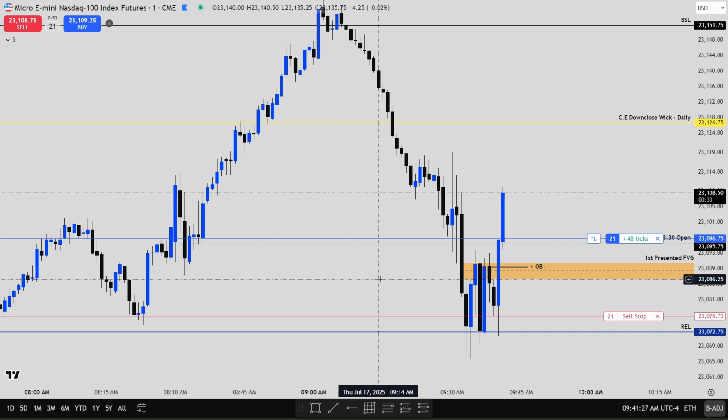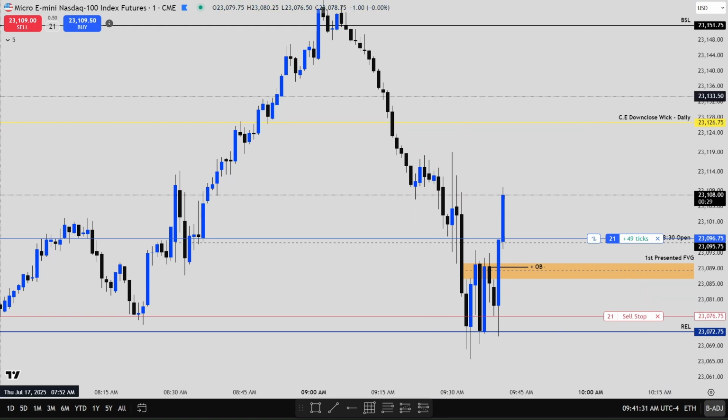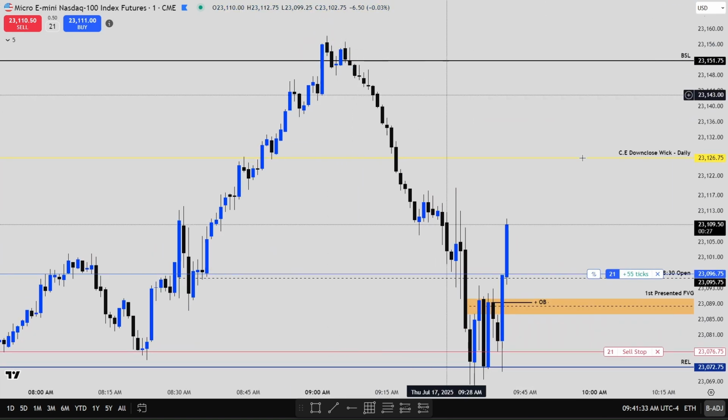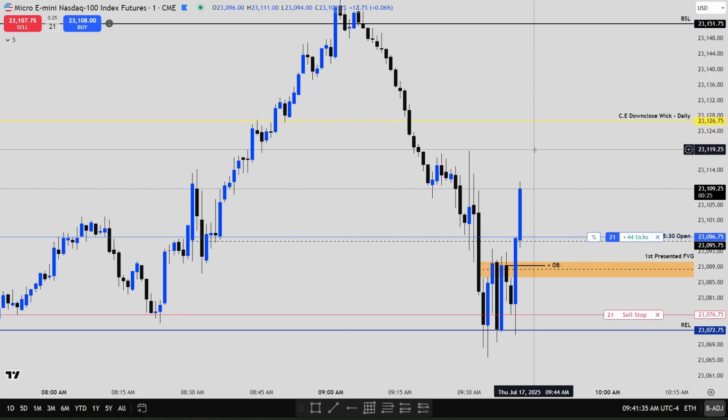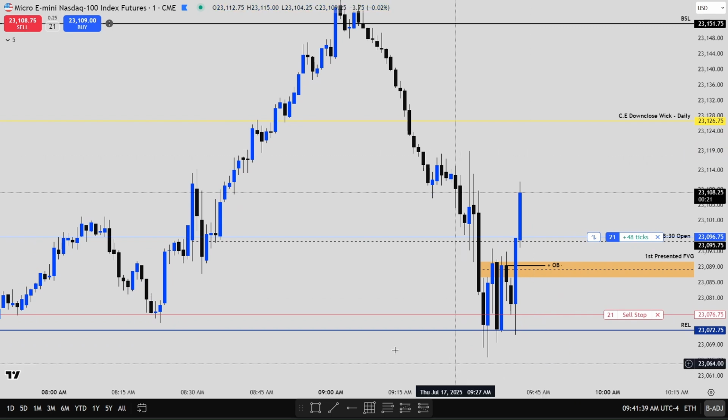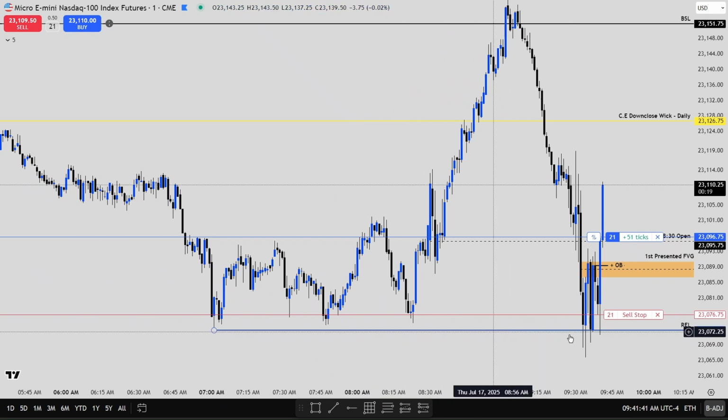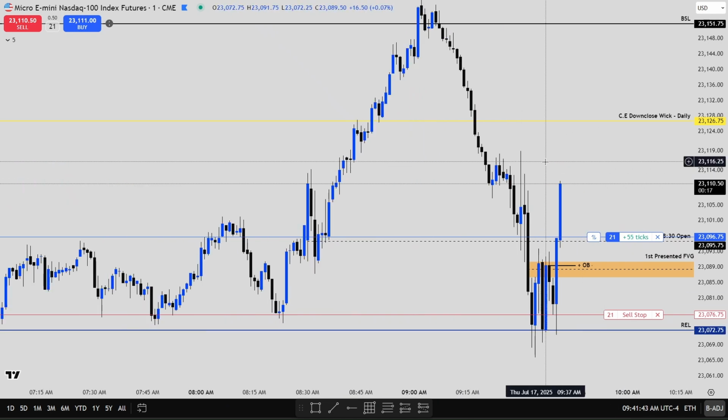Wow, whoa. What's going on here with ES? ES is almost back up to this high. I'm using ES as a confluence for this trade because ES is looking very bullish. We have SMT here at these lows. ES didn't even come to sweep these lows here.